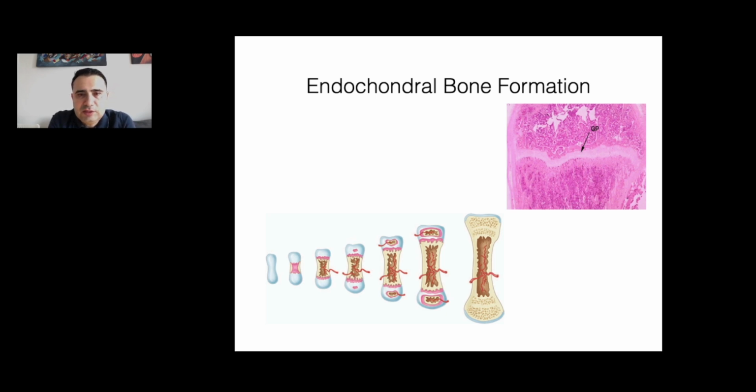Here you can see the formation of bone through the endochondral bone formation pathway. We have hyaline cartilage, and then at the center the ossification starts. The vascular supply provides these cells, which are required for bone formation, and eventually the bone is formed.